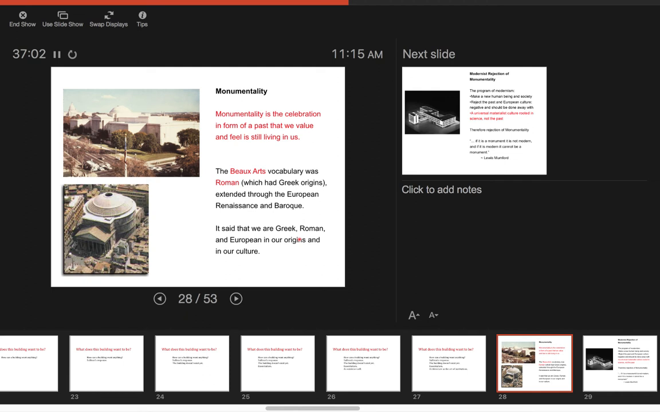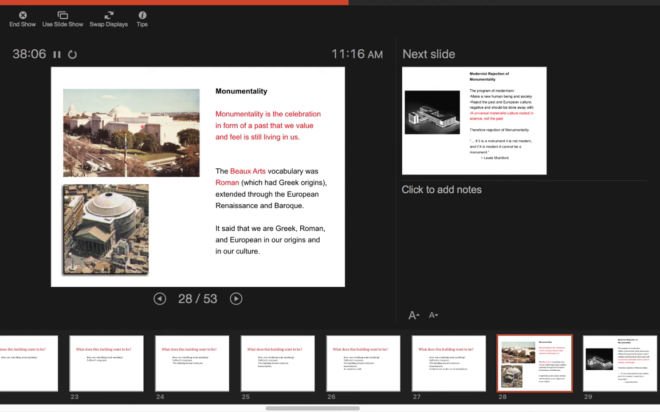So we look at the National Gallery in Washington, John Russell Pope, 1941 finish. It's a pantheon with two wings. Okay, what's that building saying? It's saying our society is built on Rome. We find our roots in Rome. Roman values are alive in our culture today. And Rome got it from Greece, and it got modified through the Renaissance and Baroque. So we are Greek, Roman, and European in our origins and in our culture. So it's a monument celebrating these Greek and Roman roots.